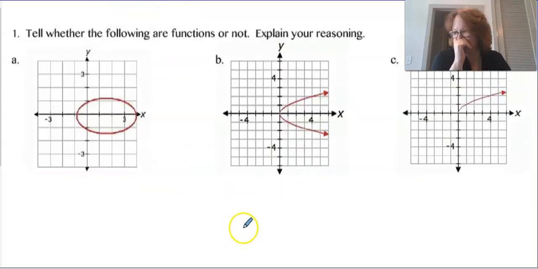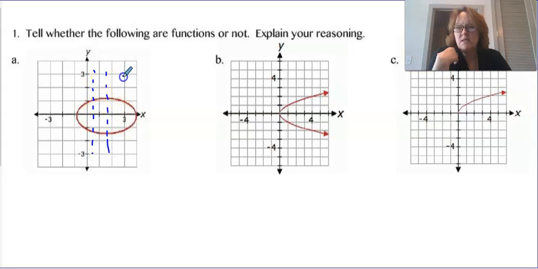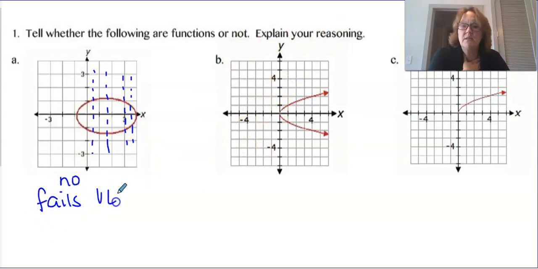All right, moving on. Middle part of page 5. Tell whether the following are functions or not. Explain your reasoning. So if you remember, probably back in 7th or 8th grade, when you were doing pre-algebra, you looked at different graphs and you did the vertical line test. Vertical line test just states that if I can draw a vertical line anywhere on a graph and it touches that graph in more than one spot, that thing is not a function. So this one right here, the answer is no, it's not a function, and they say explain your reasoning. It fails the vertical line test.